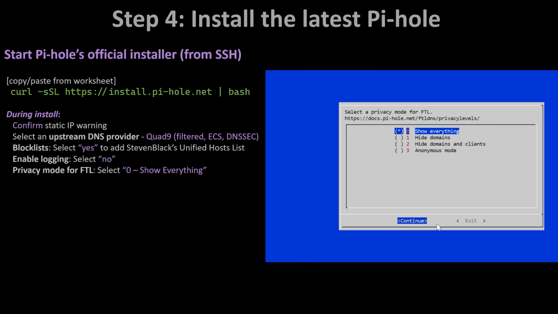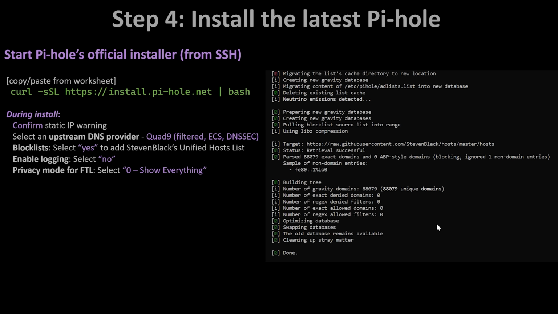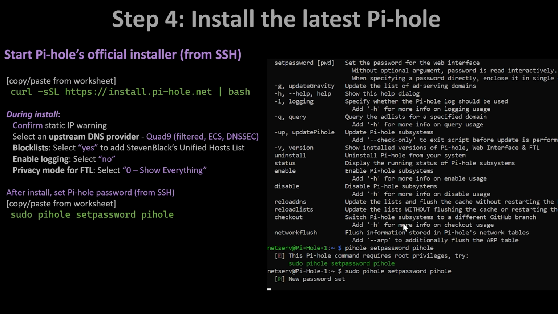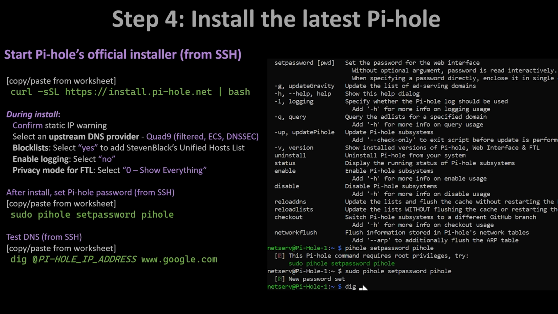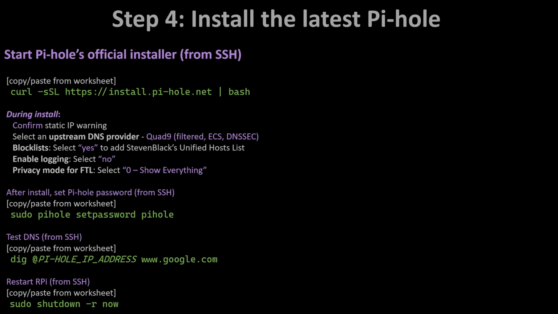Select 0 for privacy mode for FTL, and after install, you can set the password from SSH by copying and pasting from the worksheet or typing sudo pihole setpassword and then whatever you want the password to be. When done, you can test DNS from SSH by copying and pasting from the worksheet or typing dig @ the Pi-hole IP address and then www.google.com. You'll reboot the Pi by copying and pasting from the worksheet or typing sudo shutdown -r now.